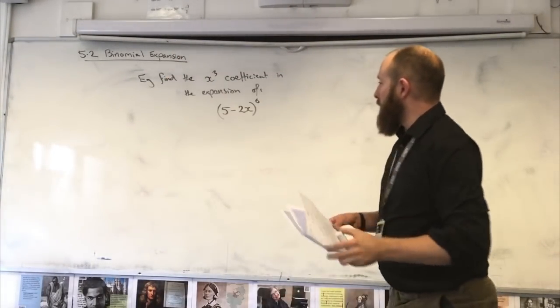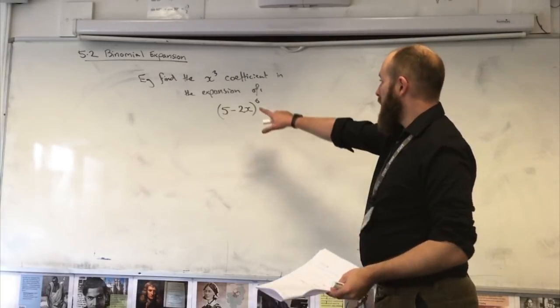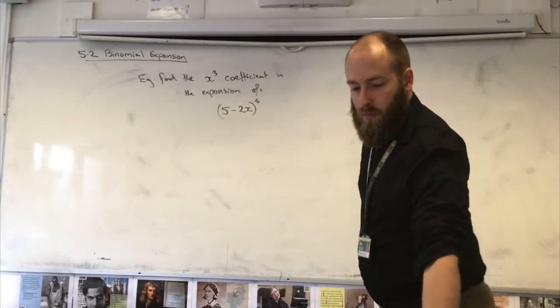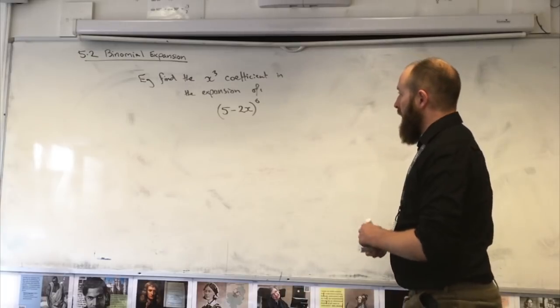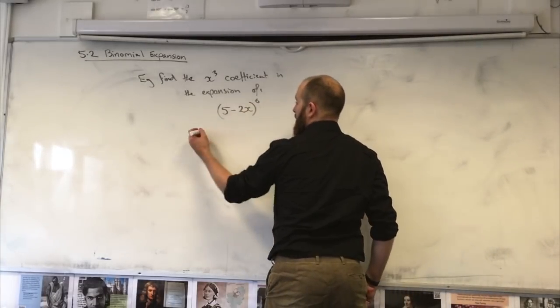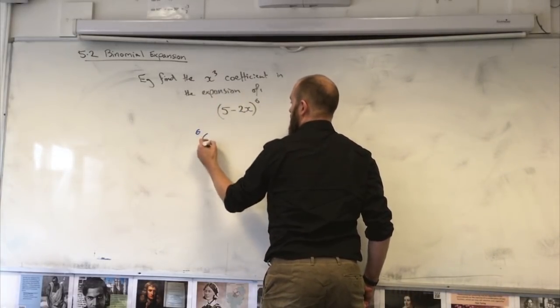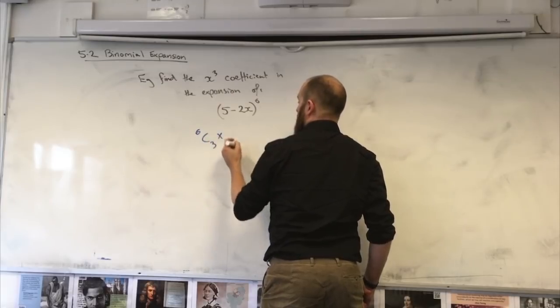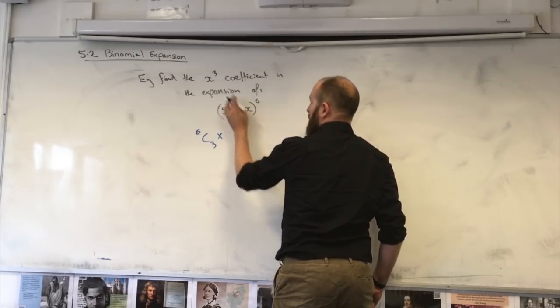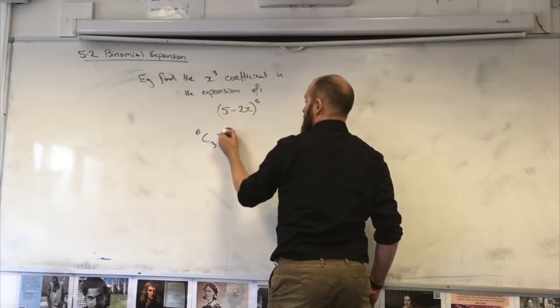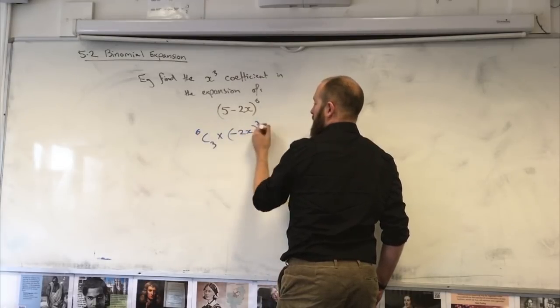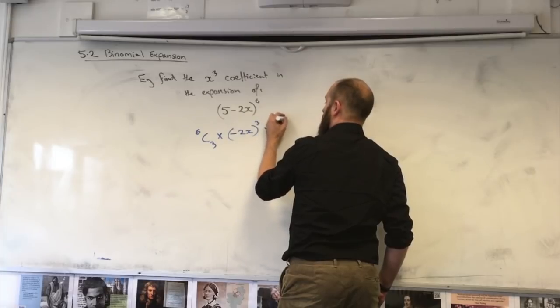Find the x cubed coefficient in the expansion of 5 minus 2x to the power 6. If you want to pause the video and try that, but I'll go through it now. So it's going to be 6C3 times minus 2x to the power 3, because that's the one we want cubed. The powers have to add up to 6, which will also be times 5 to the power 3.